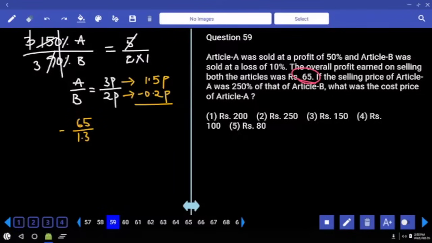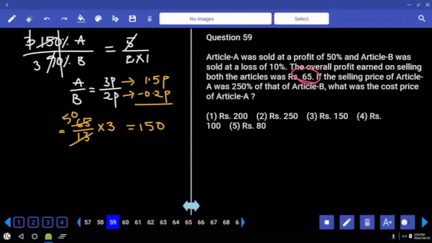And we were asked to calculate the cost price of A. How much is the cost price of A? 3 parts. 3 parts is equal to 1.5 into 3. How many times? 50 times. Into 3, 150. Done.